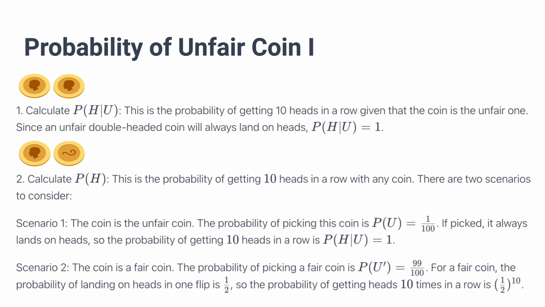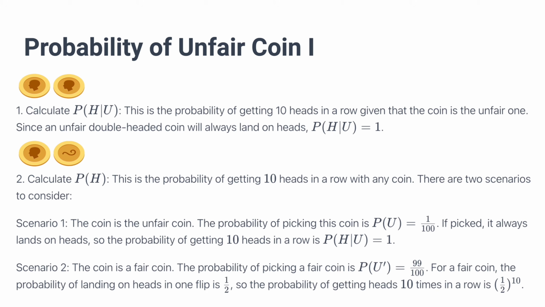Now we need to calculate the probability of getting heads, so that is the probability of getting 10 heads in a row. There are two scenarios we need to consider. The first scenario is the unfair coin. Again, as we said before, the probability of getting 10 heads in a row with the unfair coin is 1, and the probability of picking this coin is 1 in 100.